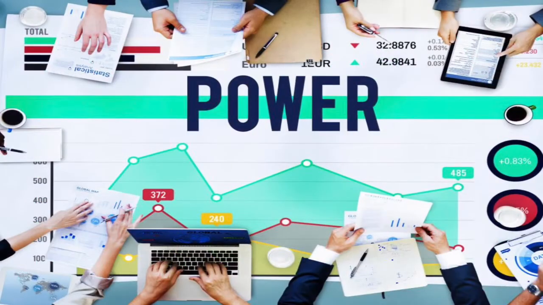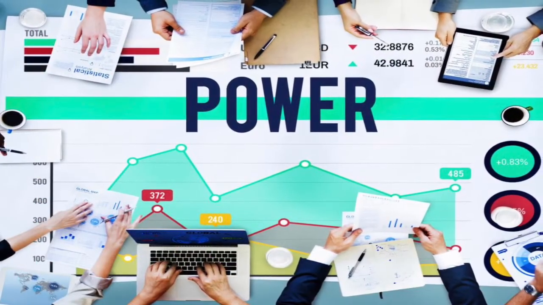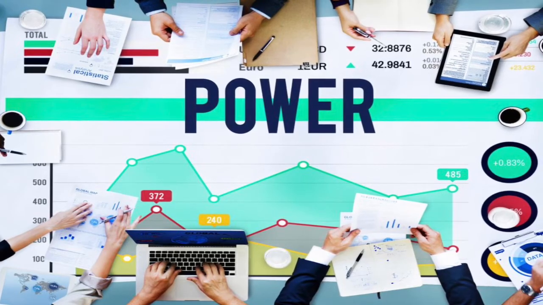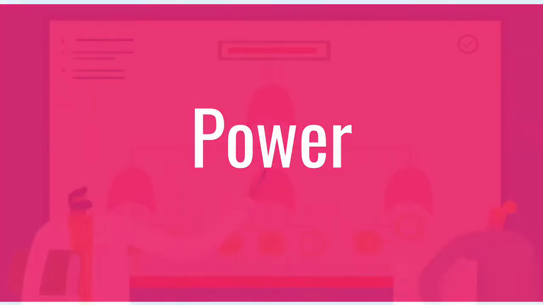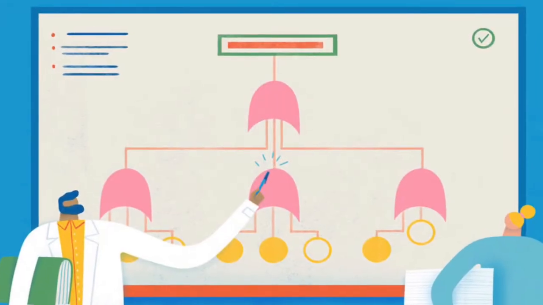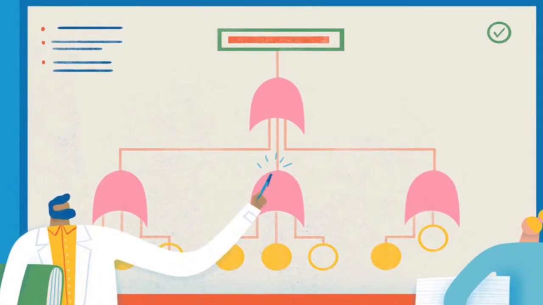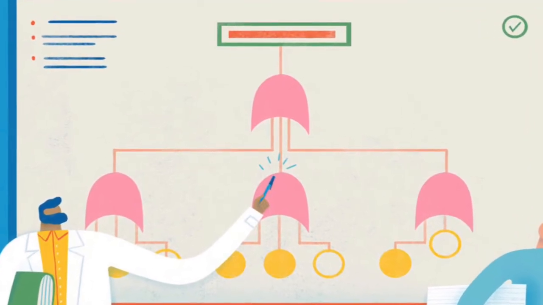Let us now talk about power and authority. Power is the ability to impose one's will on others. Authority is known as accepted power, where people have agreed or complied with the power, where the perception is that power is legitimate and judgment is suspended. In analysis, power and authority work together cohesively, meaning you cannot have one over the other. Elements of power consist of a strong figurehead within authority, money, or reputation.